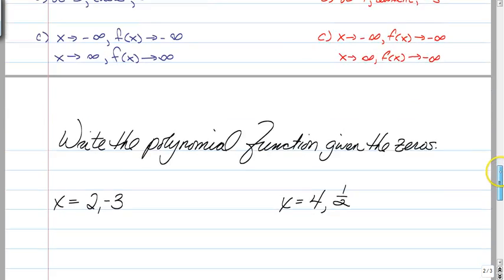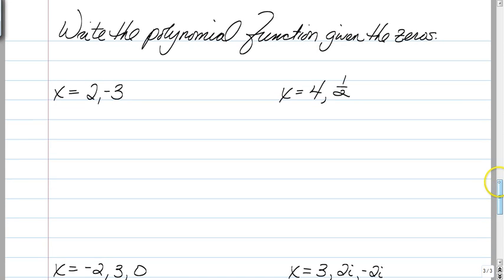One last topic of this video, and this is just multiplying. This is where I give you the zeros or the solutions to a polynomial, and you tell me what polynomial it came from. So this is just backwards factoring. Normally I give you the function and you have to factor it, set it equal to 0, and solve, and you get your solutions. Now we're just doing it the other way around.